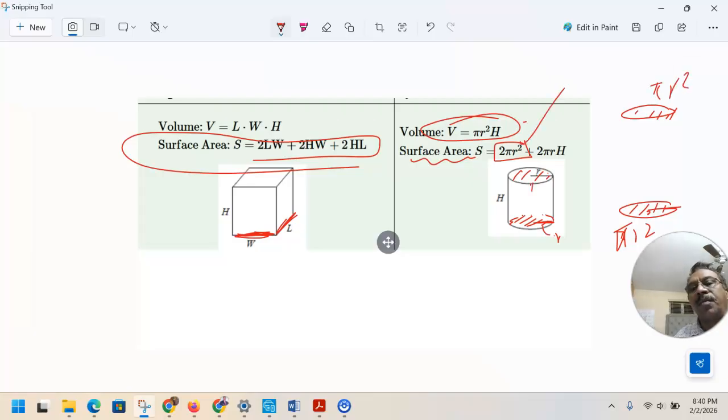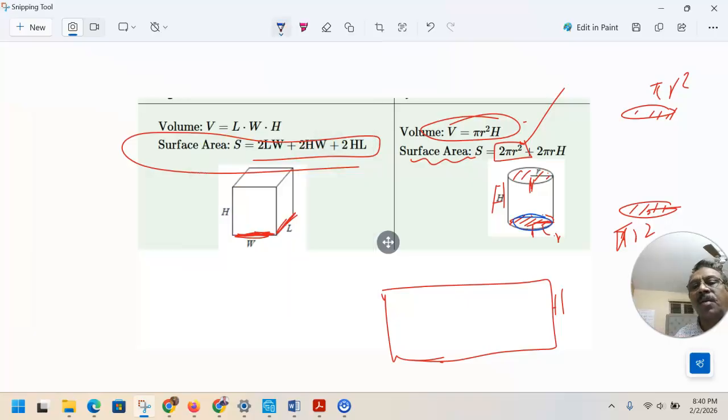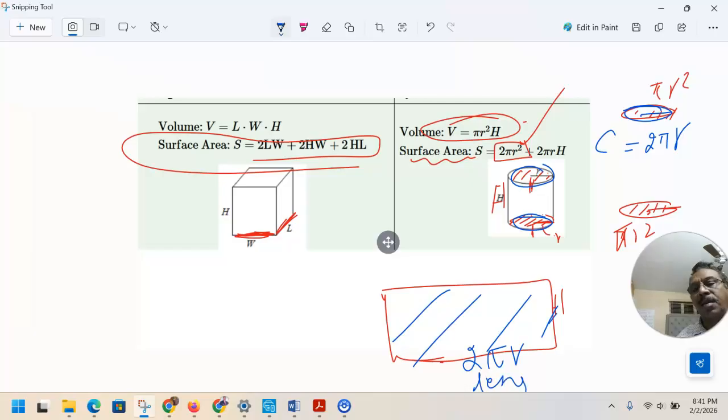And if you try to cut open this can, you end up getting something like this, where the height is this h. All around the circle at the bottom is this piece. If I take this as the radius, the circumference is 2 pi r. And when you multiply the length and the width, you get the area of this lateral surface. This is also called lateral area, sideways.